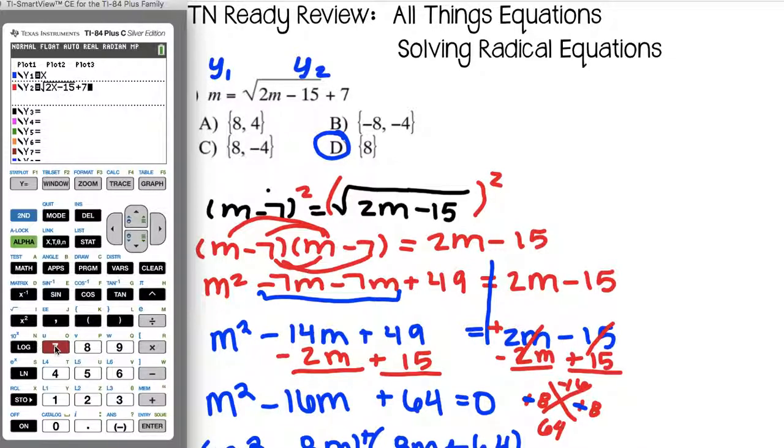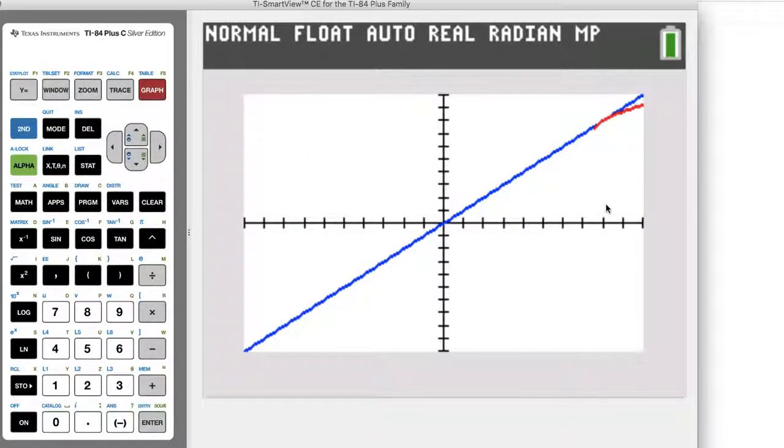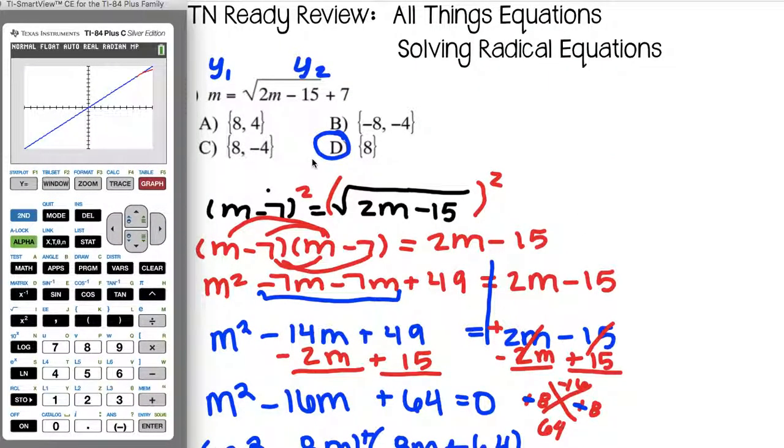All right, so now I'm going to hit my graph button. And when I hit my graph button, I'm looking for the place where they run into each other. So as you can see, they run into each other somewhere around here. But the problem is I don't exactly know the name of that point. I could go back to my paper and do process of elimination and pick D, because D is the only one that has one answer choice.